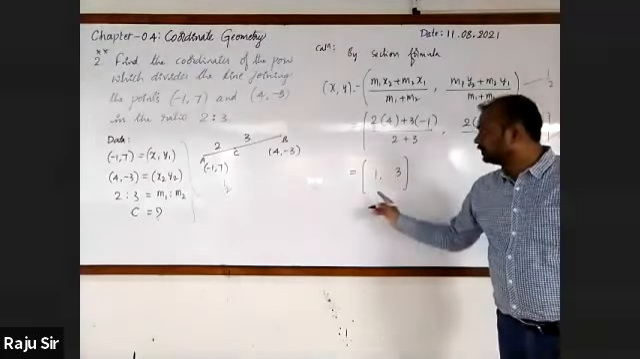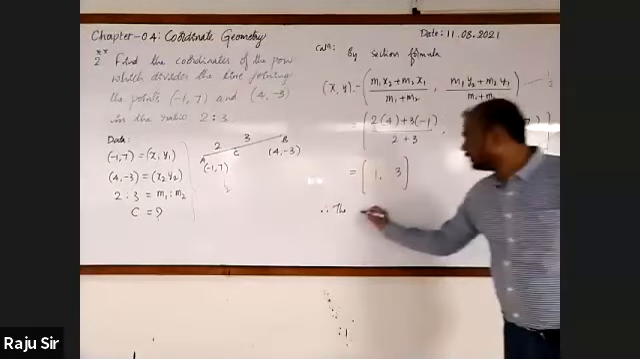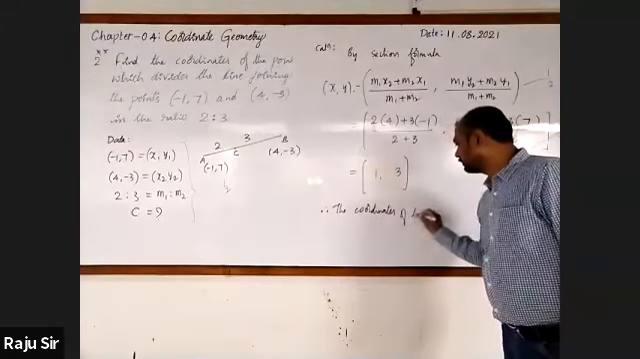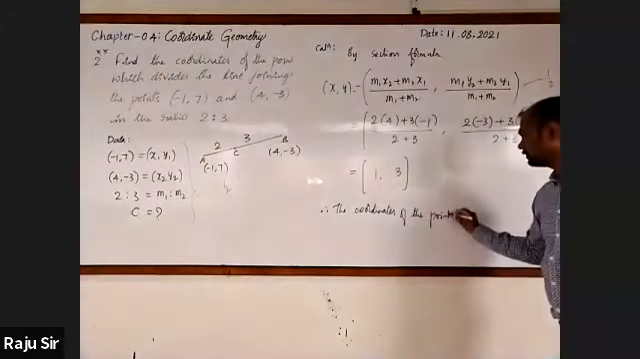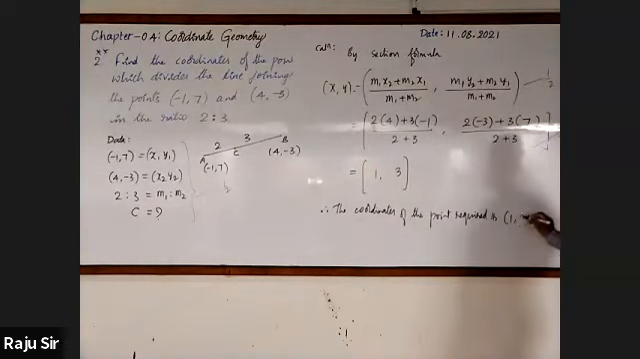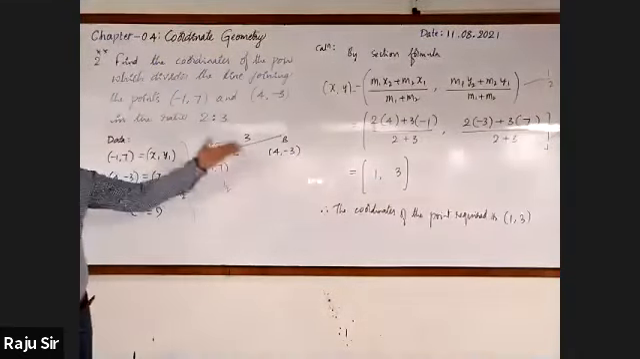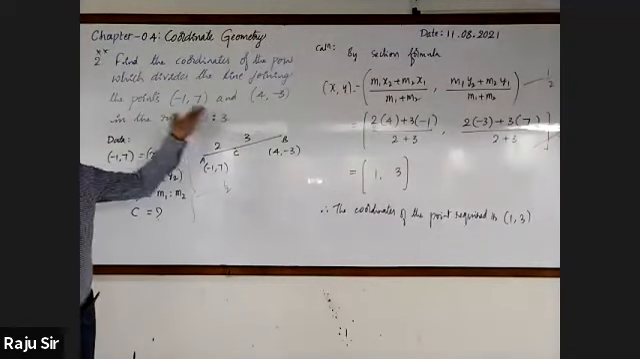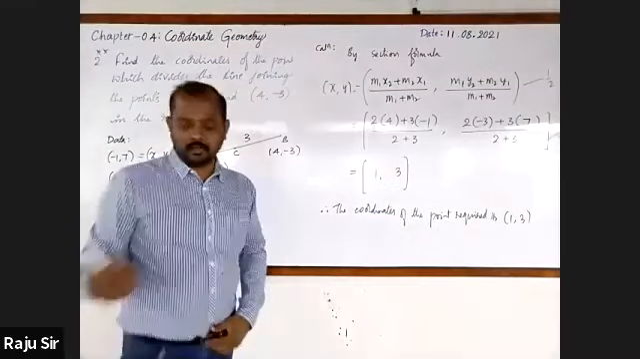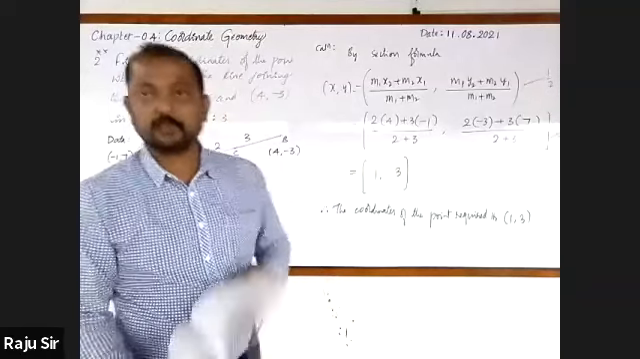Then the conclusion. Therefore, the coordinates of the point required is 1, 3. Or, the coordinates of the point which divides the line in the ratio 2:3 is 1, 3. You can also write it like that. Over.